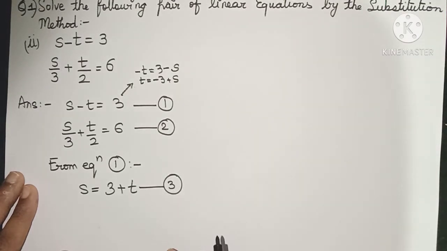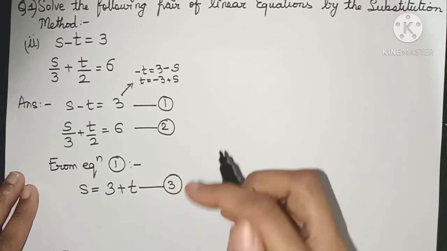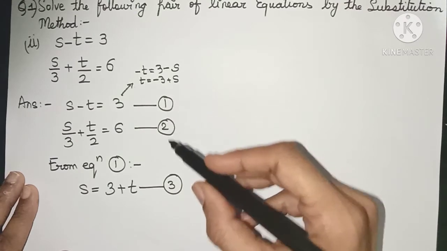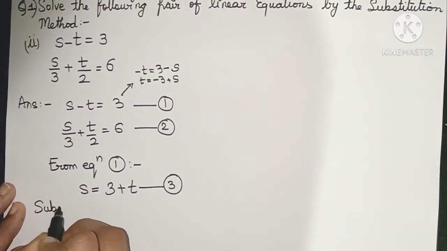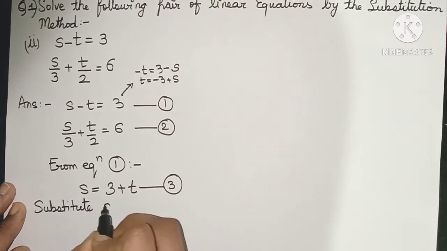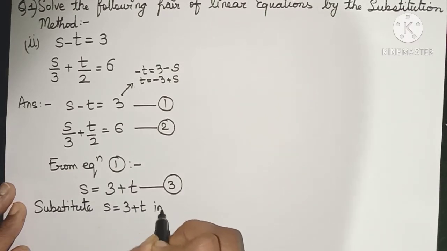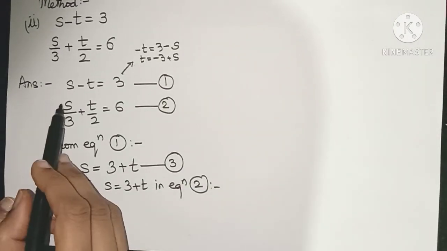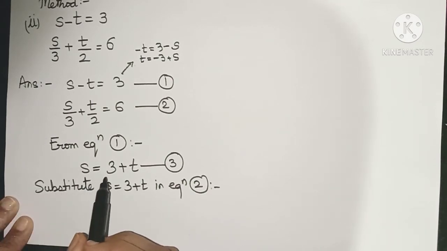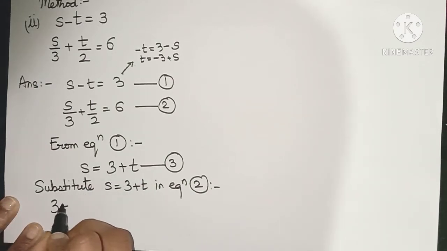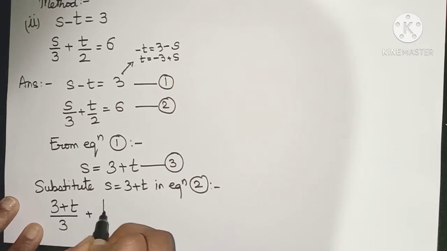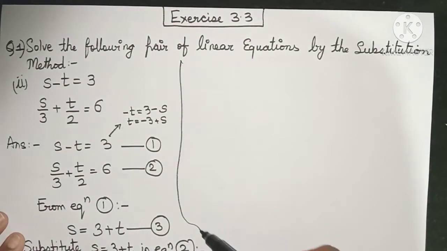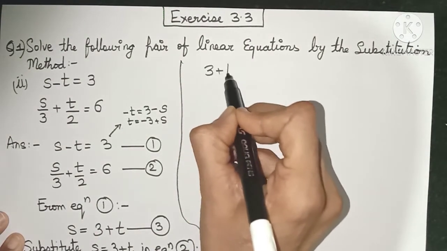Now what is the next step, friends? We have to substitute this in equation number 2. Now there is no point substituting it back in equation number 1, right? So we will write substitute s is equal to 3 plus t in equation number 2. Okay, so when we substitute that, wherever there is s, what should you do? You should put 3 plus t. So I'll get (3 plus t)/3 plus t/2 equal to 6. So let me copy this again on this side of the sheet.